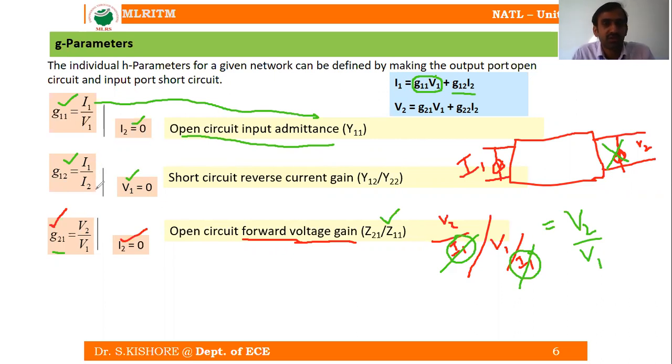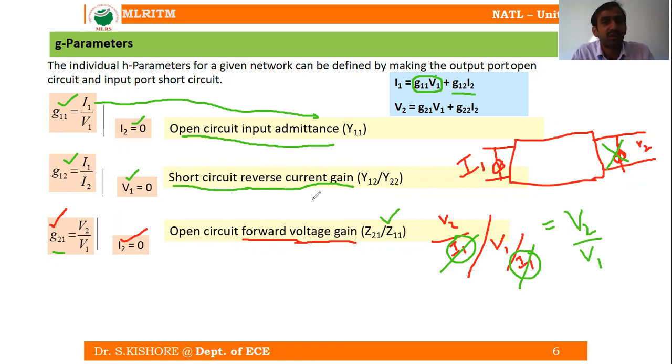It is also a transfer function, but it is a reverse transfer function because it is the ratio of the input to the output. If it is the ratio of the output to the input, we can write it as the forward transfer function, but here it is a reverse transfer function. It is nothing but the gain of the current, and it is known as the reverse current gain. Since V1 is equal to 0, it is also known as the short circuit reverse current gain.